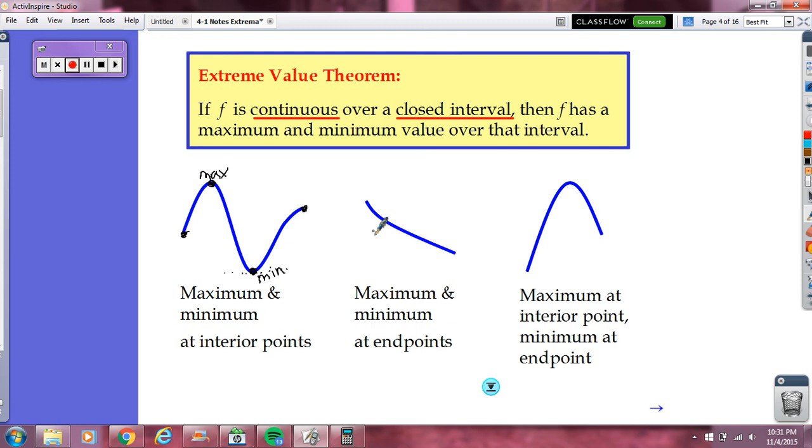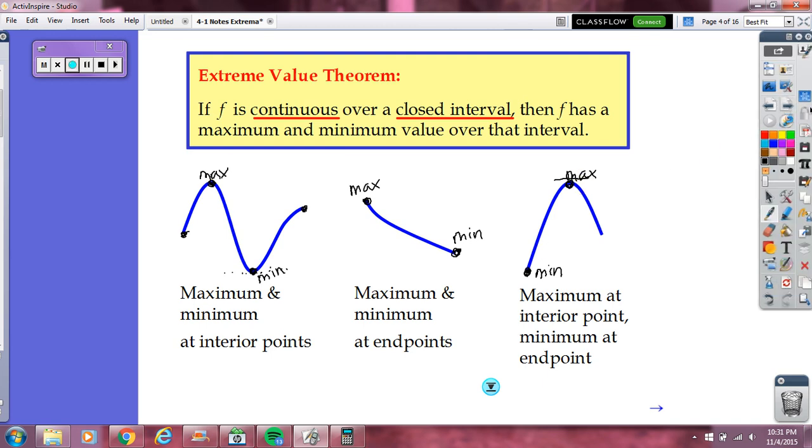Other cases that could happen: your maximum and minimum might occur at your endpoints. So rather than having a maximum or minimum happening somewhere on the inside of the interval, the max is an endpoint and the min is an endpoint. Another case is where you have one of your extreme values, like here the minimum is occurring at an endpoint, but the maximum is occurring somewhere not at an endpoint, but within the interval.